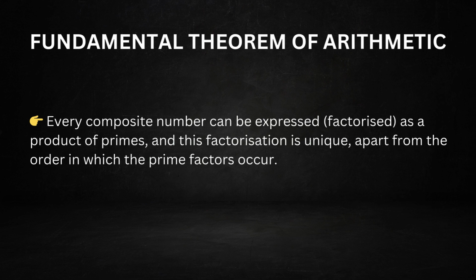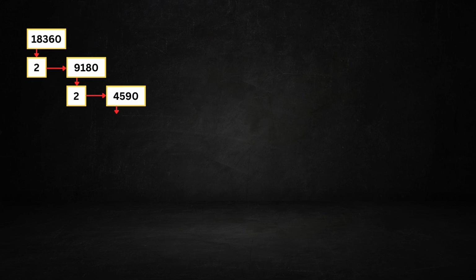Let's take an example. Now, let's apply the fundamental theorem of arithmetic to factorize 18,360 into its prime factors. We start by dividing 18,360 by the smallest prime number, 2. Since 2295 is odd, we can't divide by 2 anymore. Instead, we move to the next smallest prime, 3.